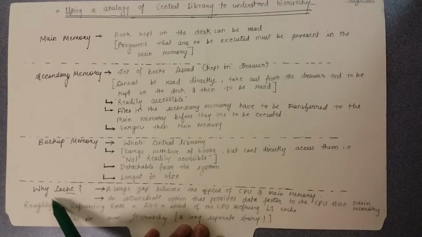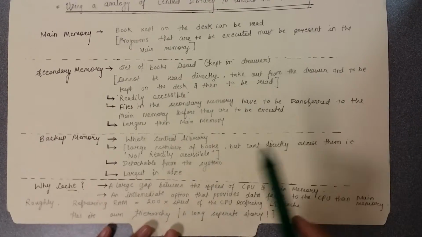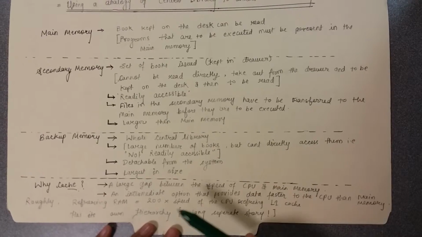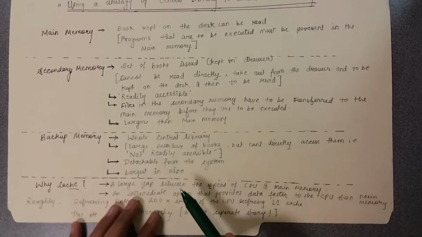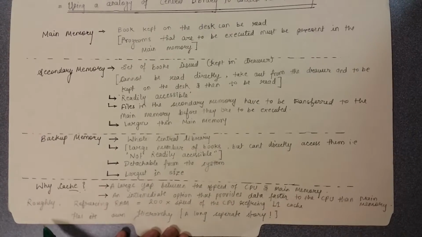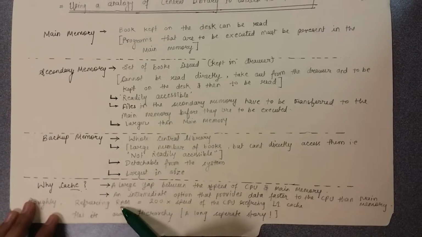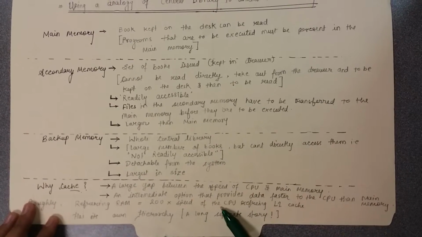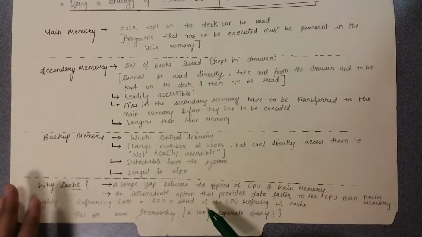Now, why do we need cache? There is a large gap between the speed of the CPU and the speed of the main memory. We need an intermediate option in order to have a fast data transfer. Roughly speaking, the time for the CPU referring to RAM is around 200 times that of the CPU referring to L1 cache. But cache has its own hierarchy, which is a long separate story.